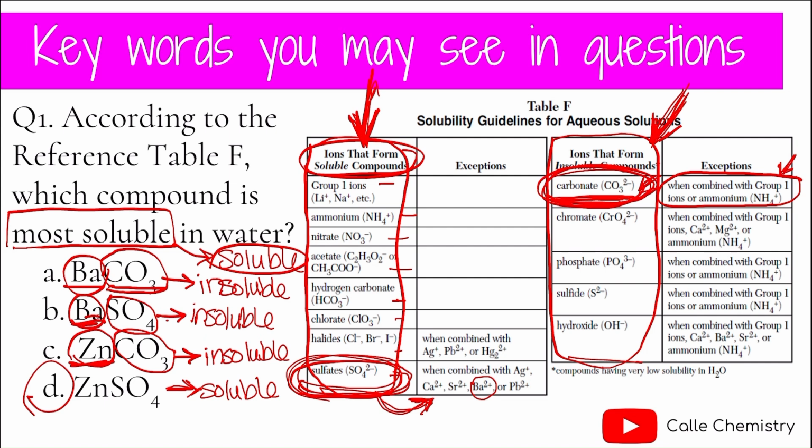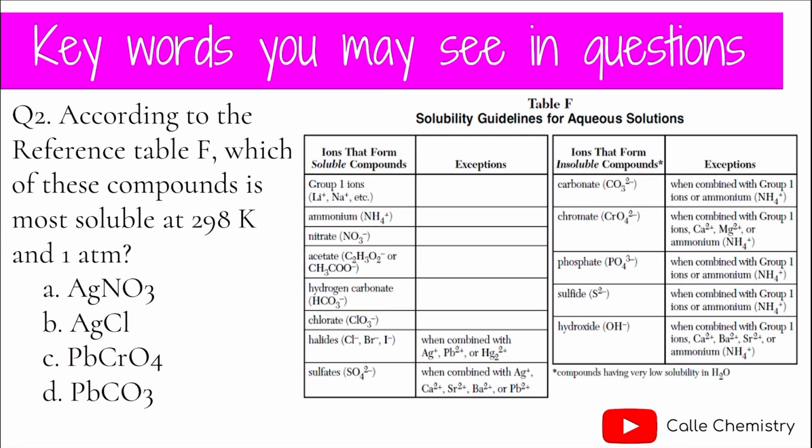All right, let's move on to question number 2. Now, feel free to approach this question on your own. Pause this video and you can do it yourself, and then you can come back so we do it together. It says, according to the reference table F, which of these compounds is most soluble at 298 Kelvin and 1 atm?